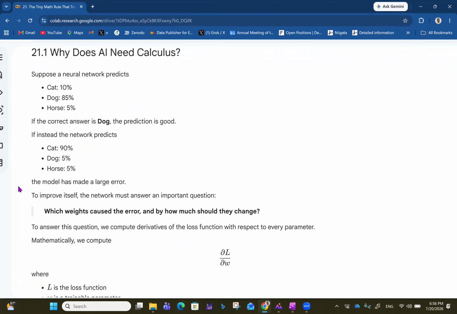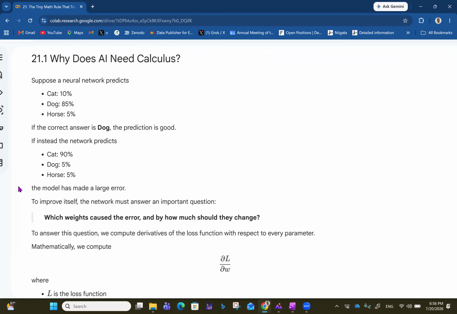Why does AI need calculus? Suppose a neural network predicts cat to be 10%, dog 85%, and horse 5%. If the correct answer is dog, with that 85%, the prediction is good, of course. If instead the network predicts cat 90%, dog 5%, and horse 5%, the model has made a large error because dog is actually the correct answer.